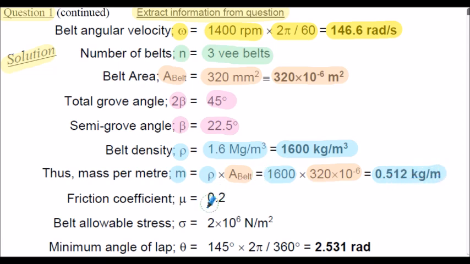The friction coefficient, symbol mu, is 0.2. The allowable tensile stress in the belt, lowercase sigma here, is limited to 2 megapascals. So that's 2 times 10 to the 6 newtons per meter squared. And the angle of lap stated in the question, theta, is 145 degrees, and that's been converted here into radians, so 2.531 radians.